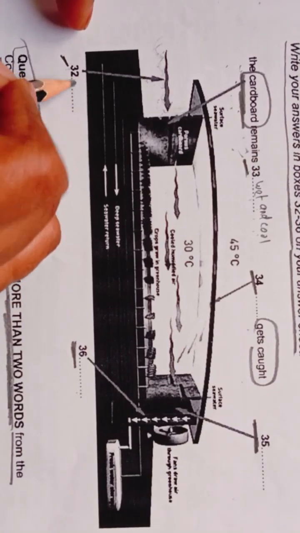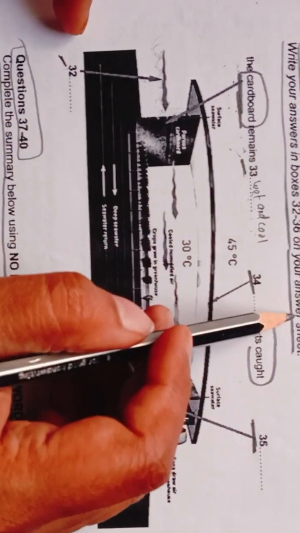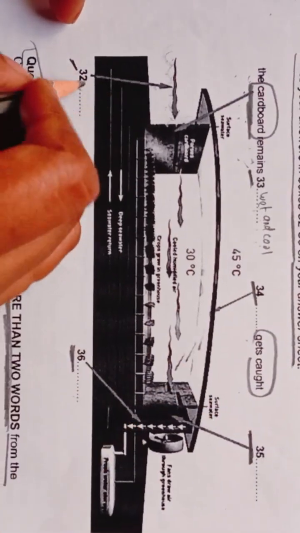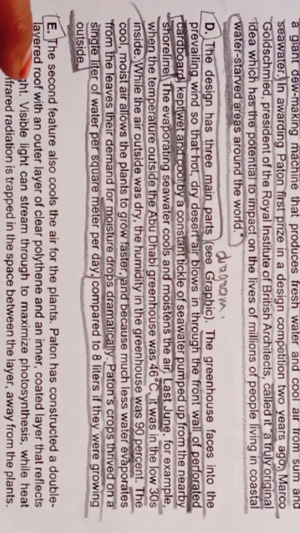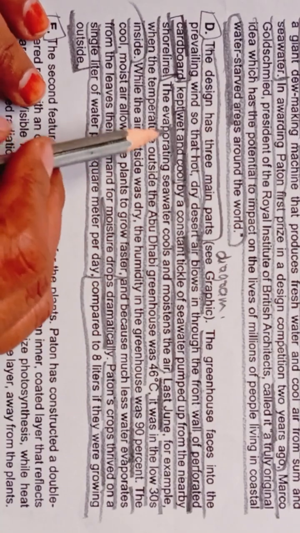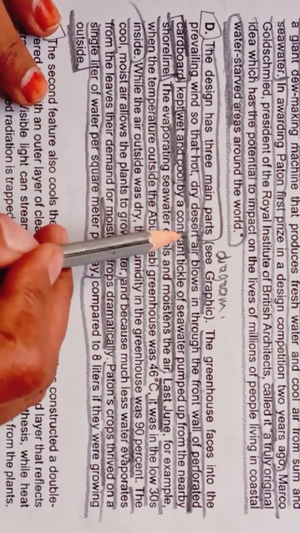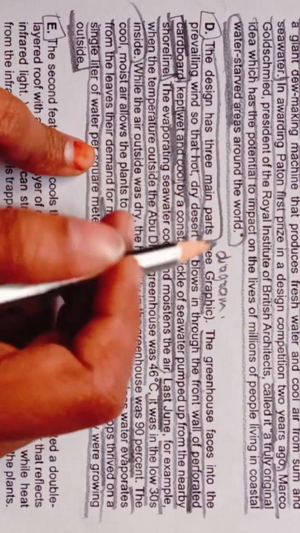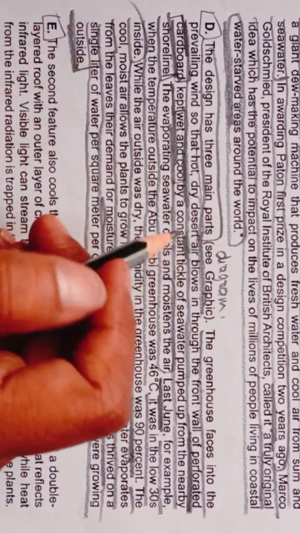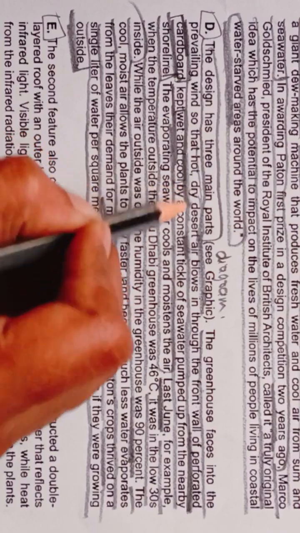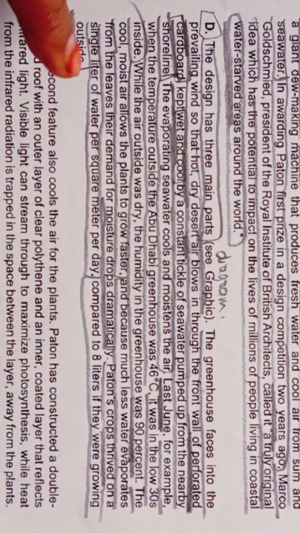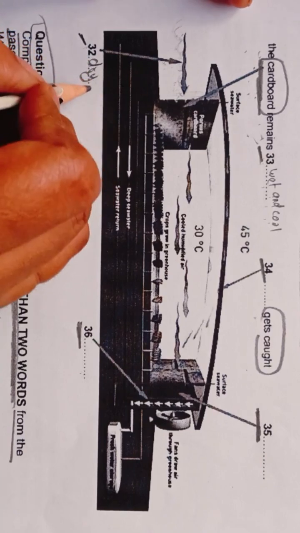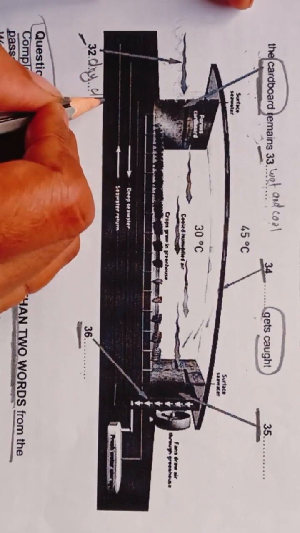Okay, so we have to write 3 words, not more than 3 words. Here they are saying hot, dry desert air. If we write hot, dry desert air, then it will become 4 words. So we will write dry desert.